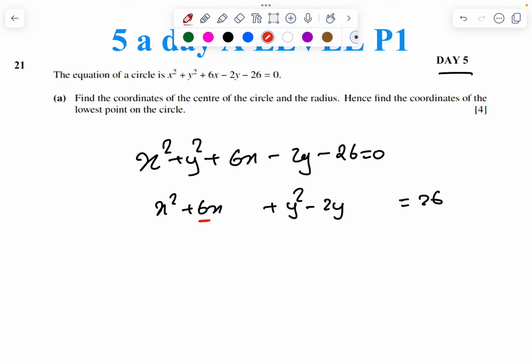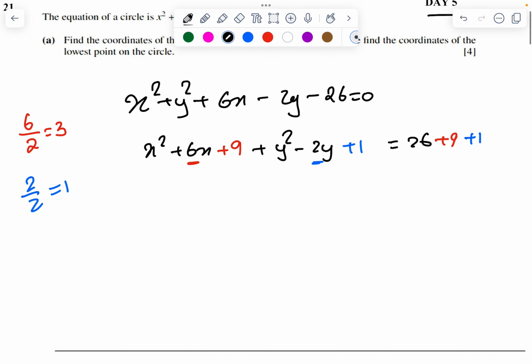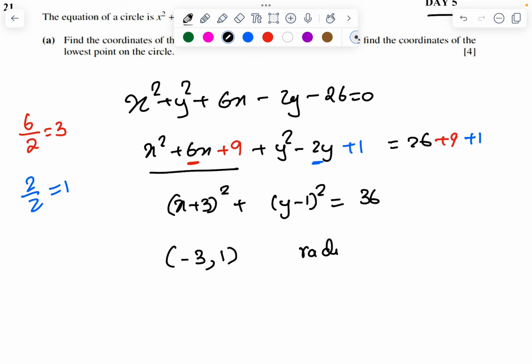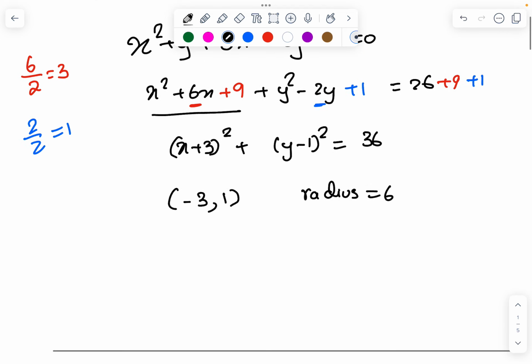Now we see that this number is 6. So 6 divided by 2 is 3. So 3 square is 9. Add 9 on both sides. And this number is 2. 2 divided by 2 is 1. Add 1 square on both sides. The reason is I am completing the square. It is x plus 3 whole square plus y minus 1 whole square equals to 36. So the center is going to be minus 3 comma 1 and the radius is going to be 6.